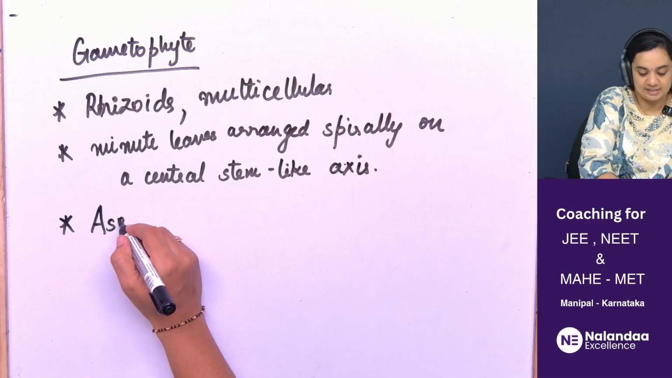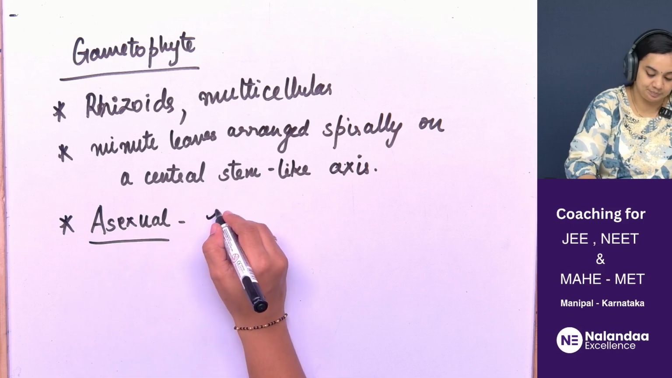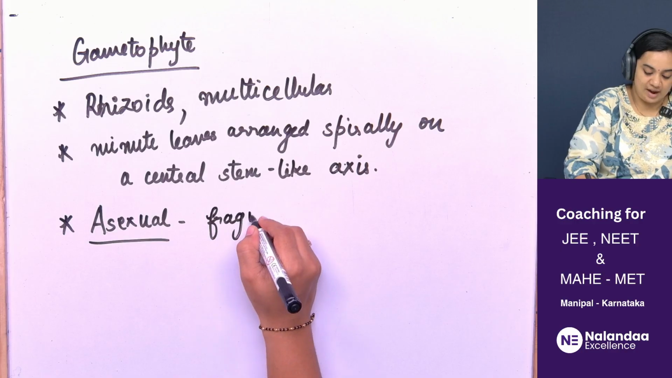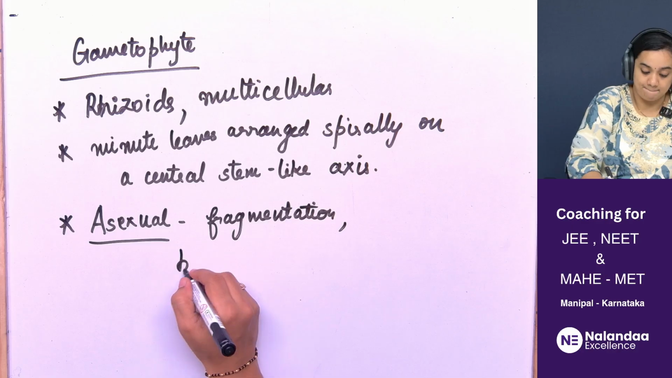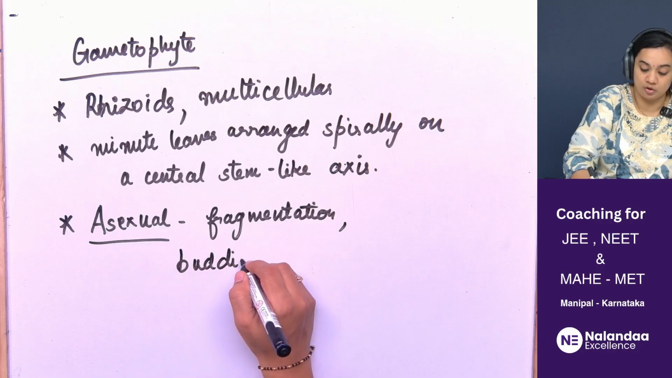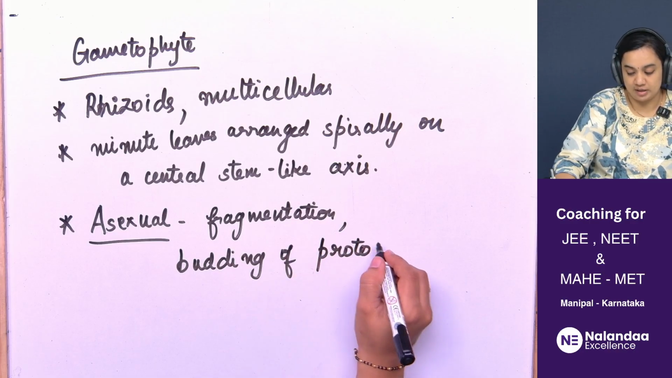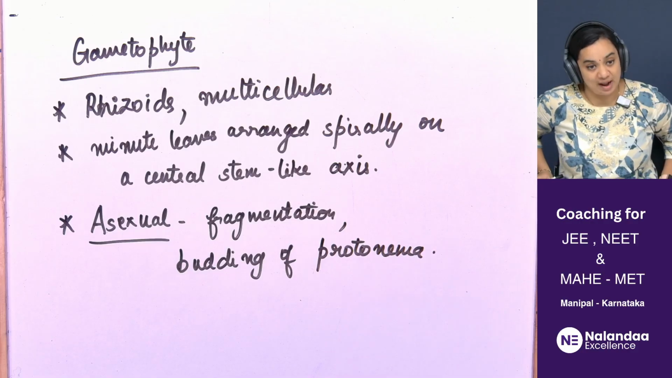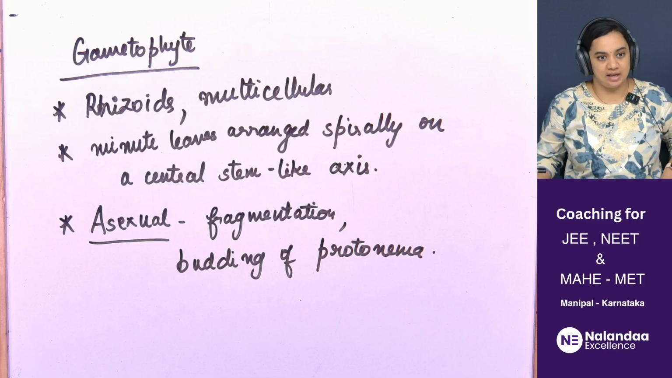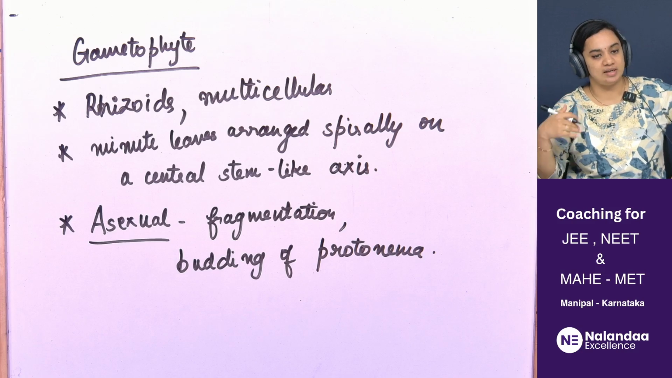Now talking about asexual reproduction. Asexual reproduction happens by fragmentation and budding, but both of these forms are in the protonema, not in the actual leafy thallus. So asexual reproduction happens by fragmentation of protonema and budding of protonema. The protonemal cells can get cut here and there, and each piece will develop into a new leafy thallus.